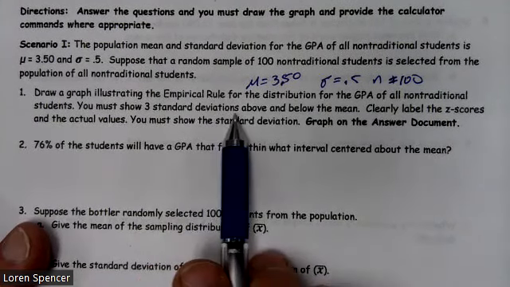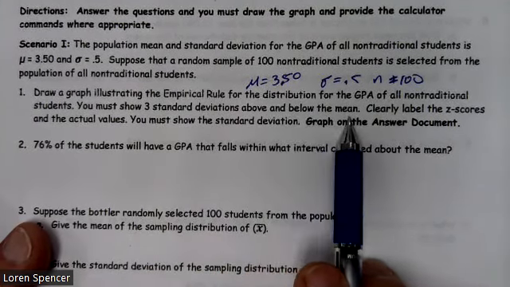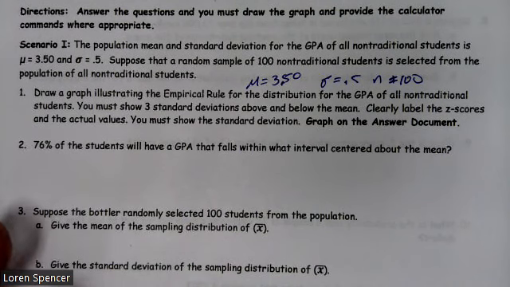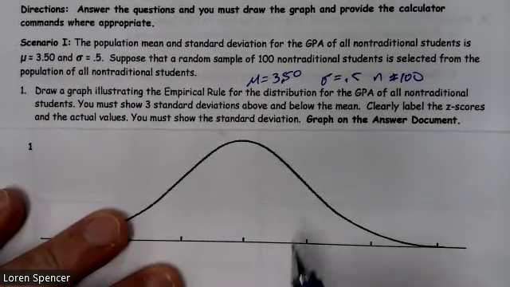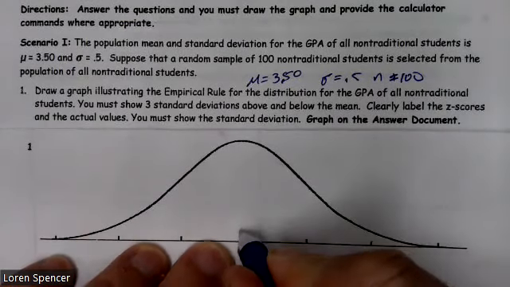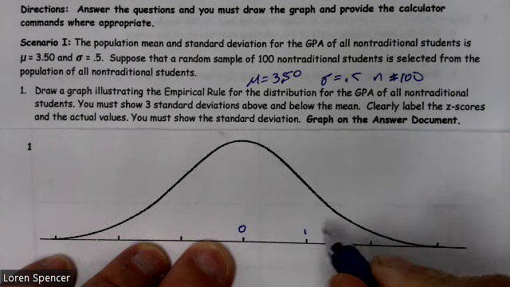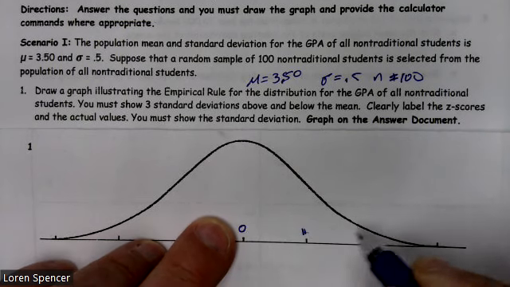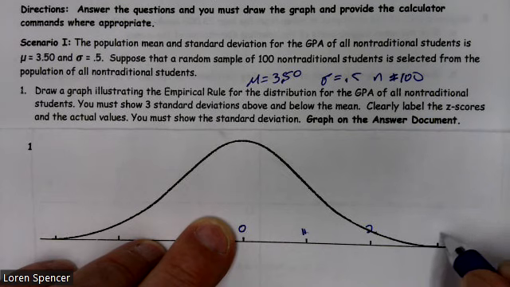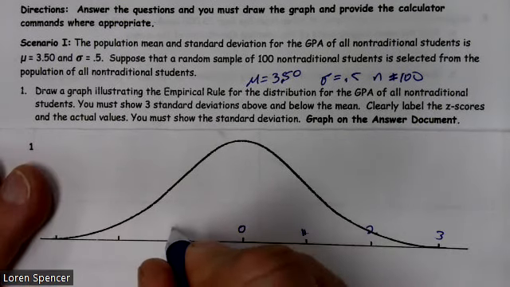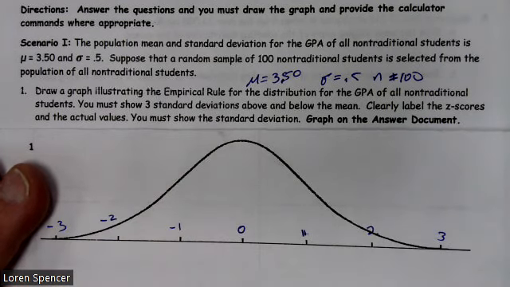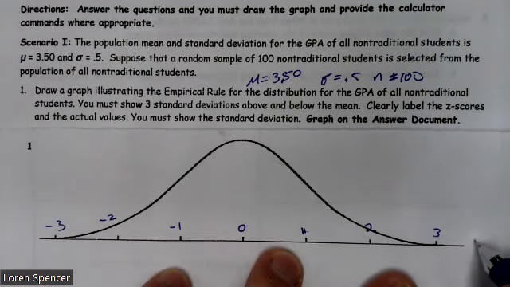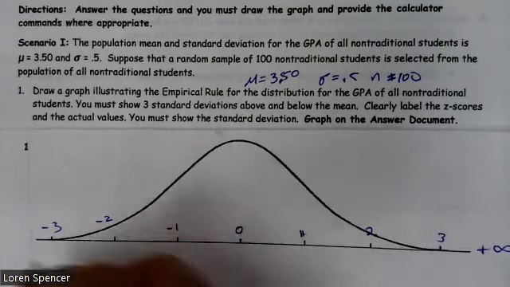Draw a graph illustrating the empirical rule for the distribution for the GPA of all non-traditional students. You must show 3 standard deviations above and below the mean. Clearly label the z-scores and the actual values. You must show the standard deviation. All right, so first off, let's start with our z-scores because that's the easiest. So 0, 1, 2, and 3. And then, of course, -1, -2, -3. Please remember, it goes to positive infinity and it goes to negative infinity.